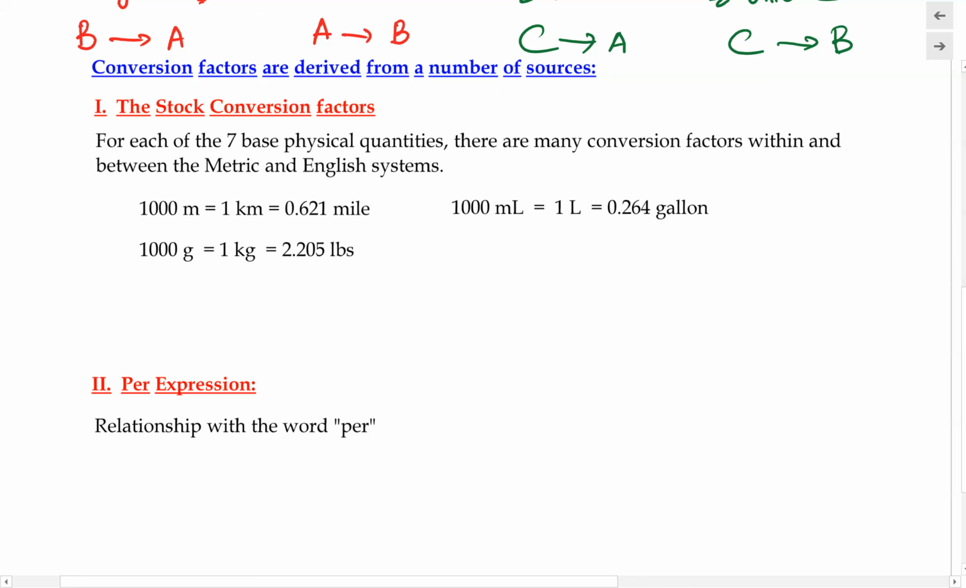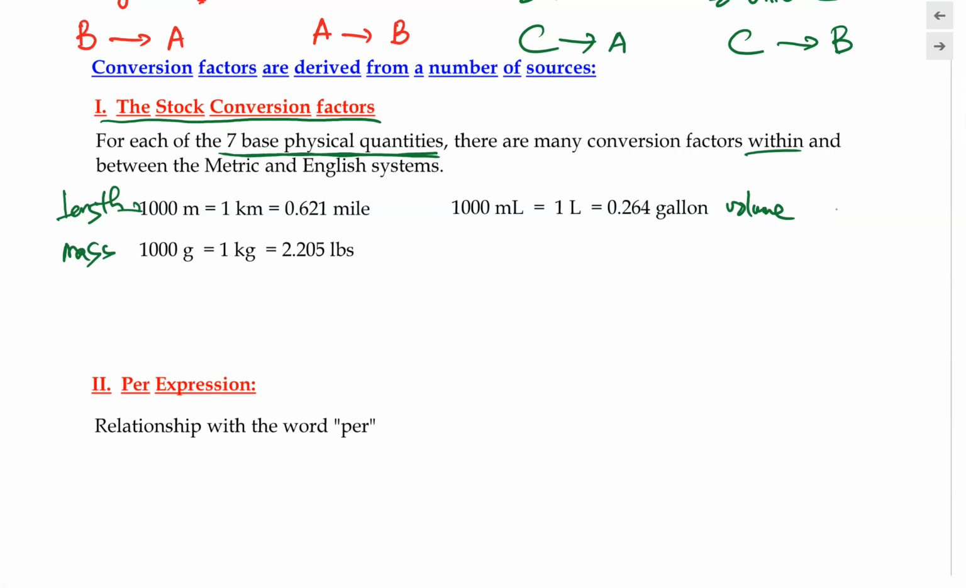Now, more information about conversion factors. Where do we get conversion factors from? Conversion factors are derived from a number of sources. First one, the stock conversion factor. This is something we have heard and seen already. For each of the 7 base or fundamental physical quantities, there are many conversion factors within them, and among them as well, between the metric system and the English system. This is something we refer to as the stock conversion factor: measurement conversion factors between meter, kilometer, and mile, between the metric system and the English system. All of these are conversion factors within the same physical quantity. Some are for length, some for mass, and some for volume. But each physical quantity has conversion factors among them, and this is what we call the stock conversion factor.